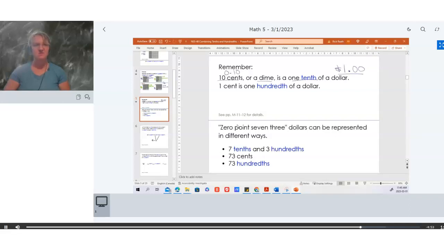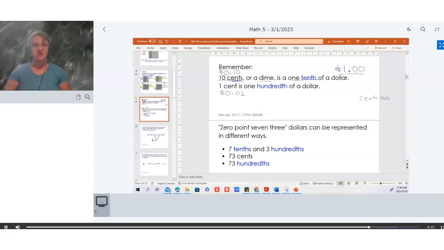I can't remember if I said it before, but in French, cent equals 100. It's actually pronounced differently, but it's the same spelling, same word. Cent is 100. So in dollar notation, 10 cents is written like this, and 1 cent is 1/100th of a dollar. Again, in dollar notation, we would write 0.01 for 1 cent.